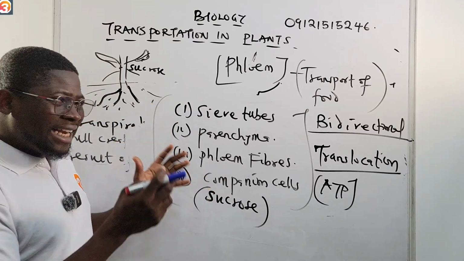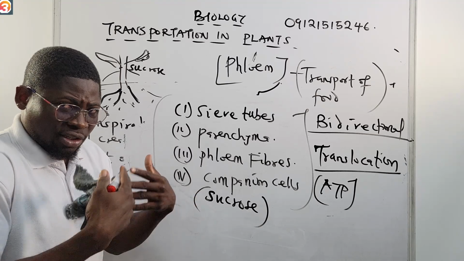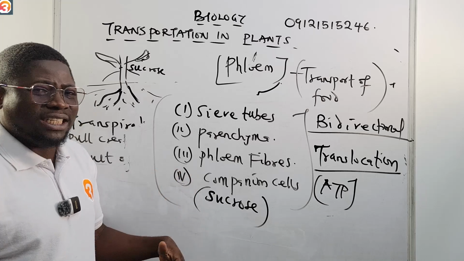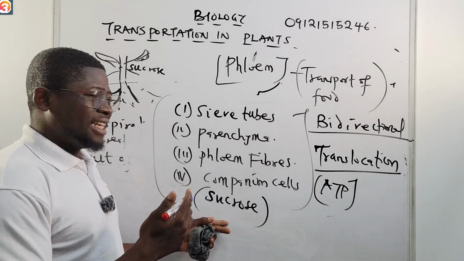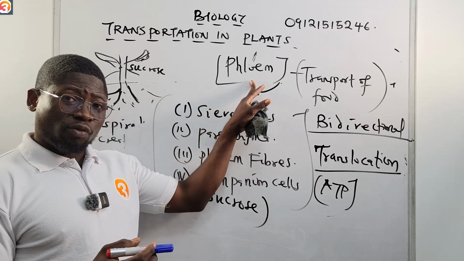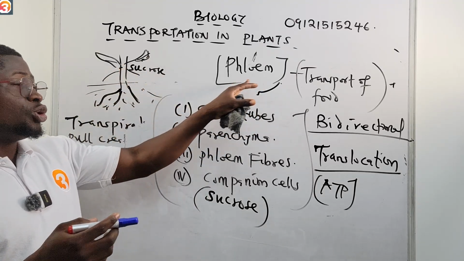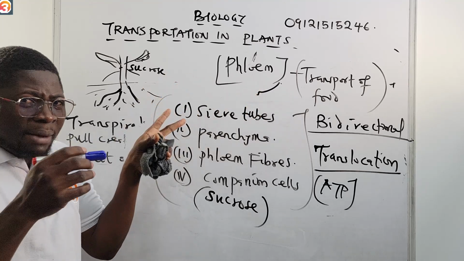So energy is being used as this is done, as this sucrose, this unit of energy, is being transported. When this sucrose is being transported, it is transported through the phloem. As it is transported from the leaf to the plant, it is transported through the phloem vascular bundle.